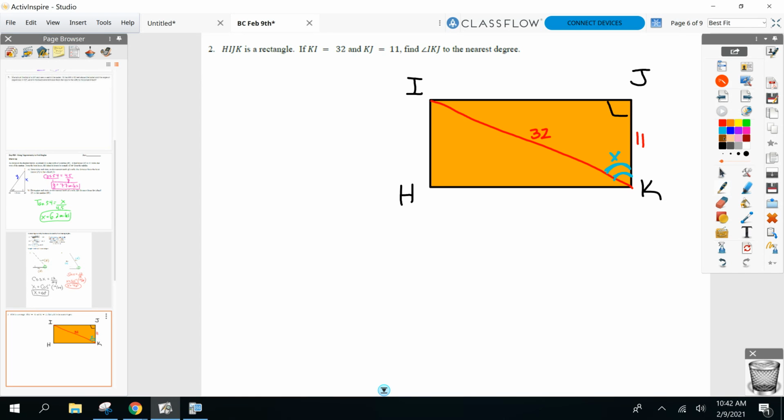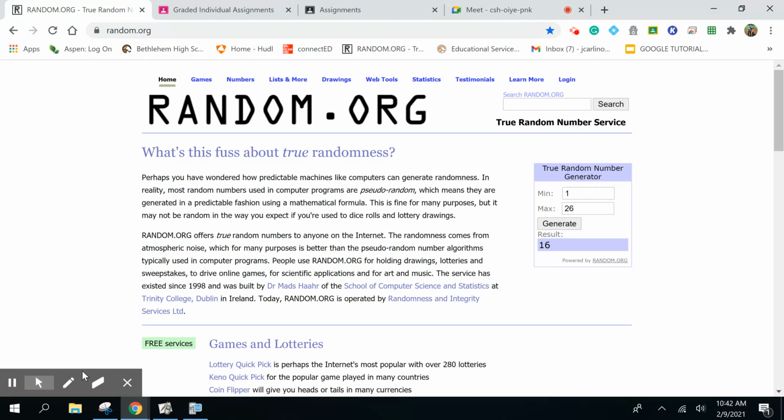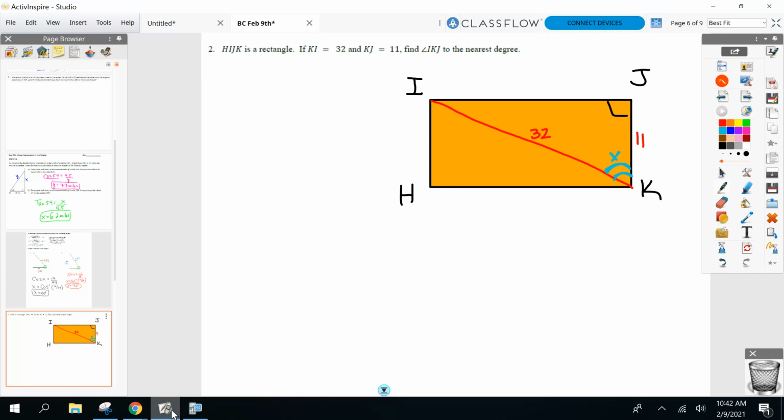All right, going back to you guys. What's side 11 and what's side 32 for me? What sides do I have? Emma, going back to you. The adjacent and the hypotenuse. Good work. So it looks like I can use cosine, everyone. Cosine x equals adjacent 11 over hypotenuse 32.